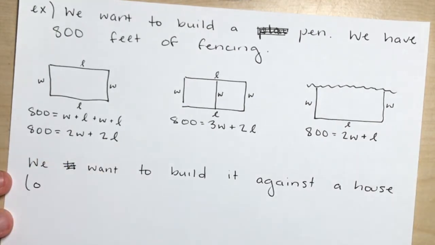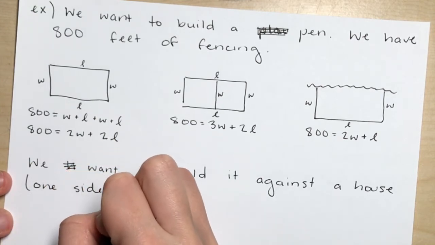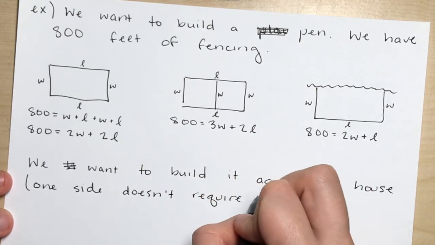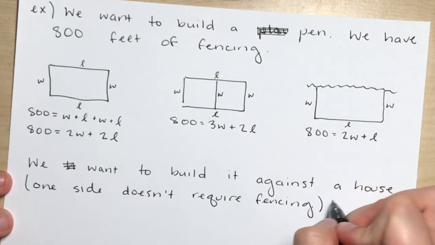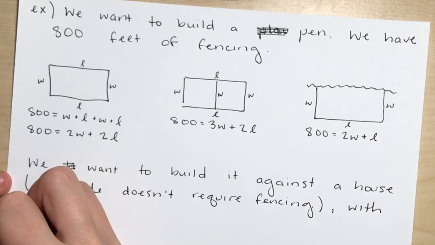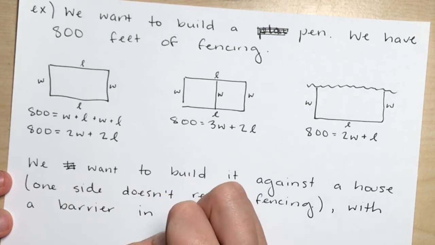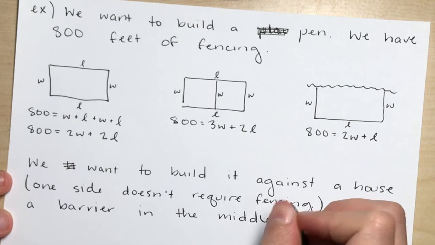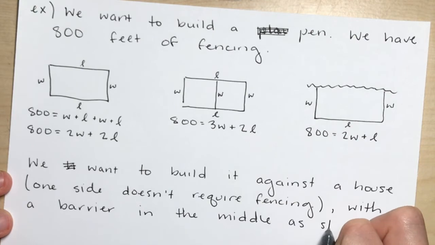So we want to build it against a house, so one side doesn't require fencing, with a barrier in the middle, as shown. I'll draw the diagram in just a second.